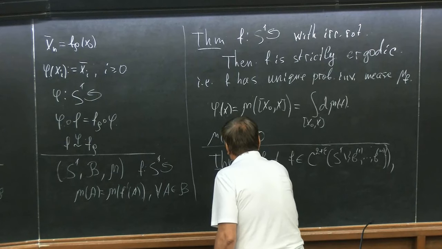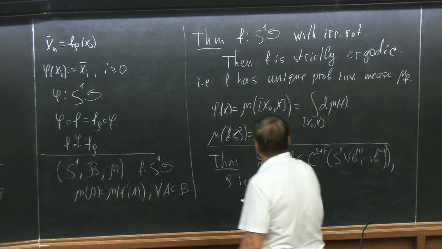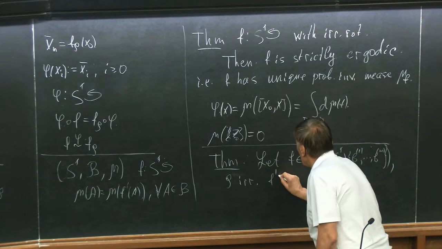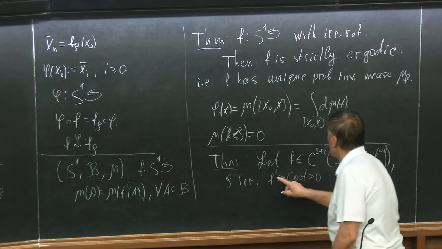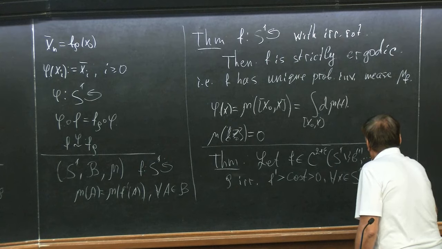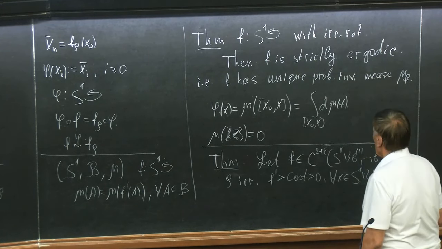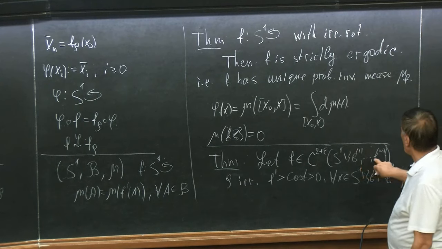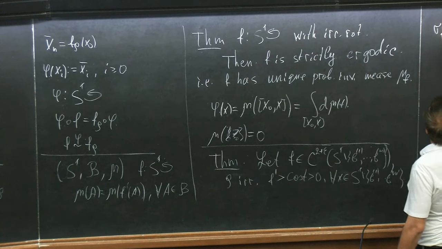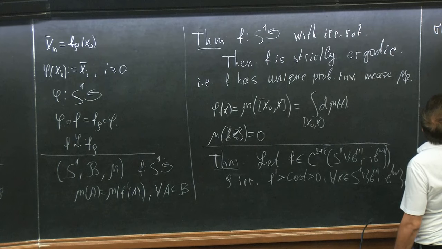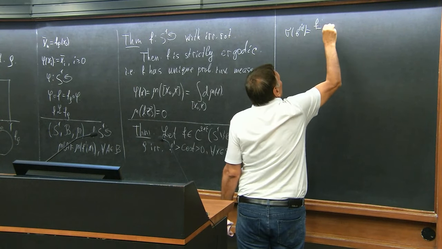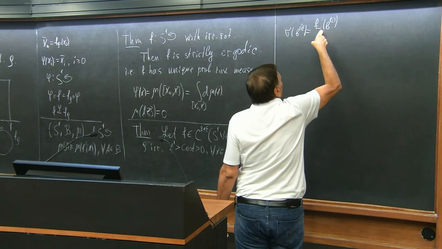And f has irrational rotation number rho. Also, we suppose that the derivative is positive. It is bigger than some positive constant for any x from this set. So B1, B2, and Bm are breakpoints of the map f. We denote by the jump of this function at the point Bi, the right derivative minus the left derivative at this point.